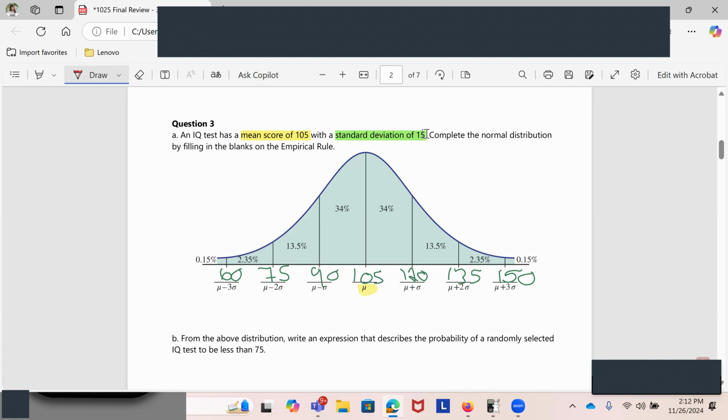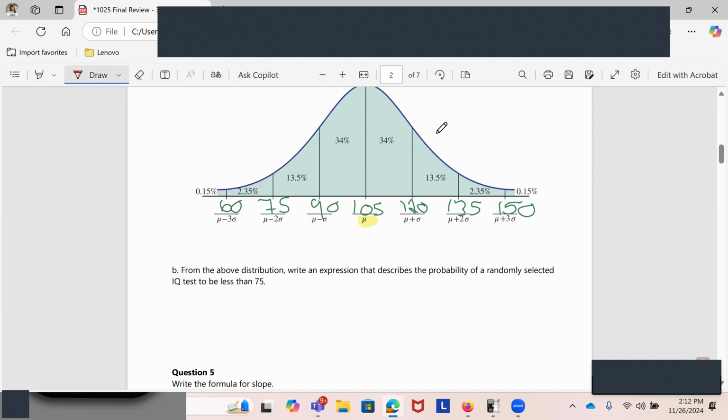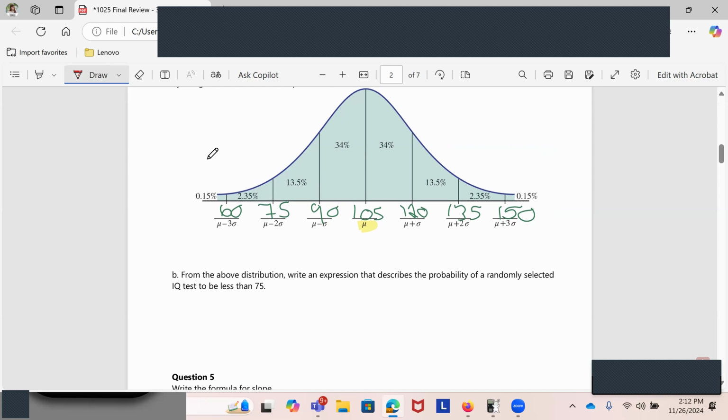Part B is going to ask us to find a probability based on the empirical rule. The empirical rule are those percents that are written in there. So first we want a probability or an expression. I guess I want the answer too. So it says, write an expression that describes the probability of a randomly selected IQ test to be less than 75. So we want the probability that the test or the IQ is less than 75.